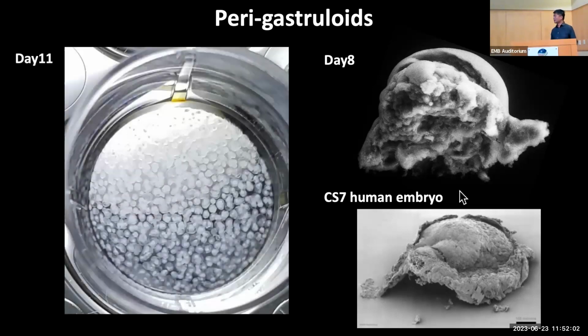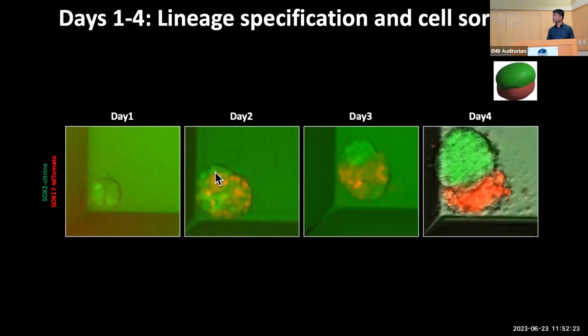And not only can we do that, but we can produce them in large quantity. We can produce tens of thousands of them in one experiment. So this is just one image taken from day 11. You can see there are hundreds, even thousands of this type of structures. So next, I'm going to walk you through each of the different steps and what they mean, what types of cells are specified. So this is from day 1 to day 4.